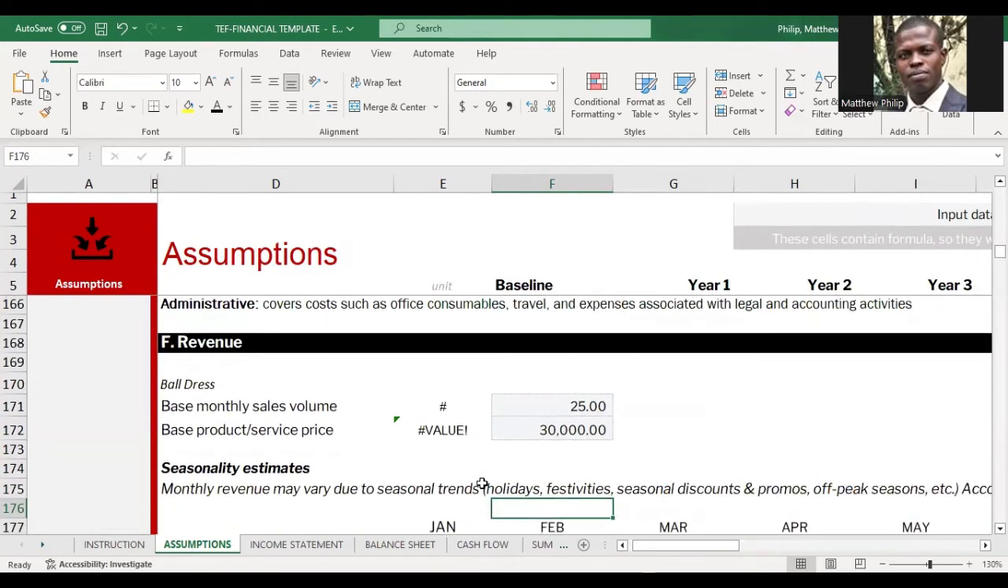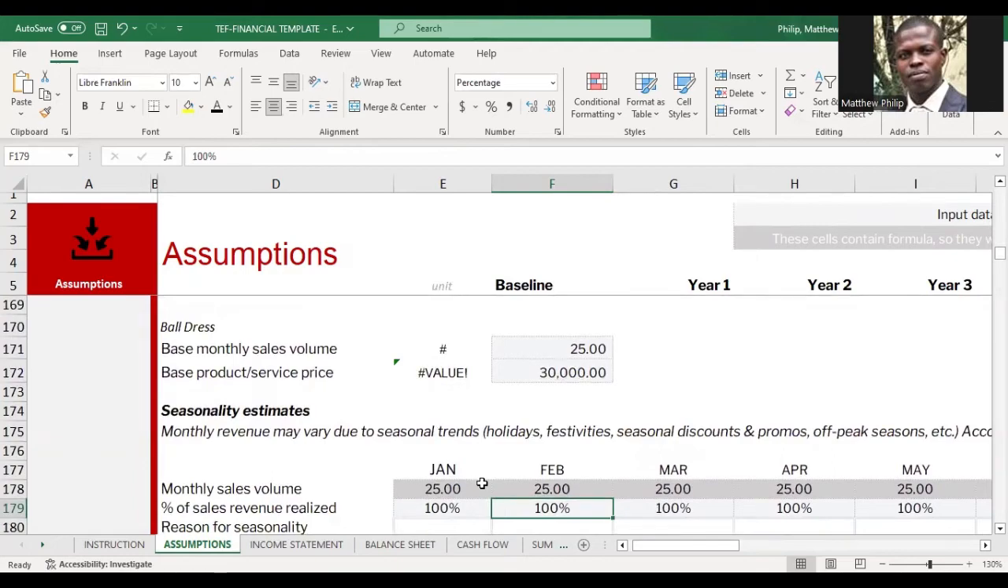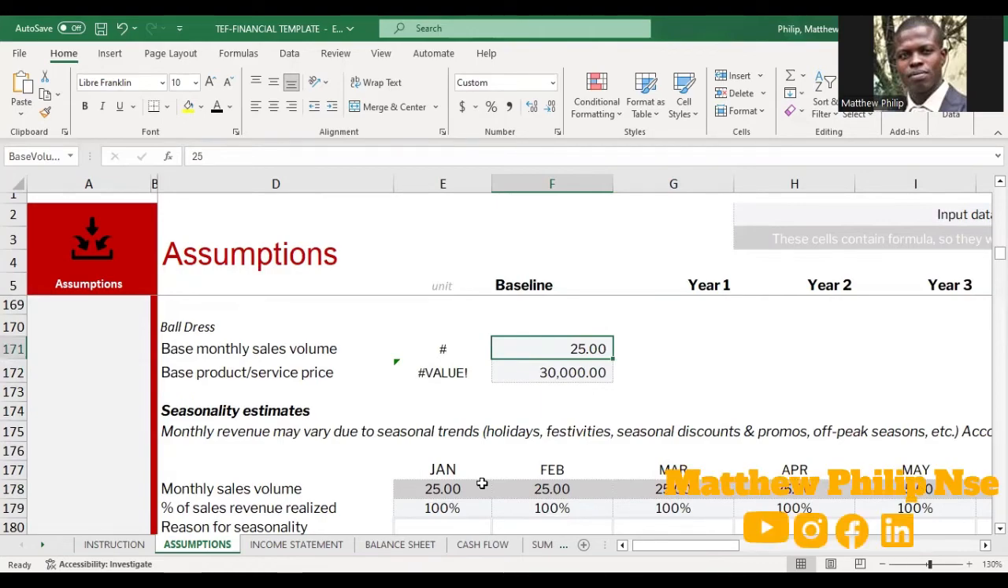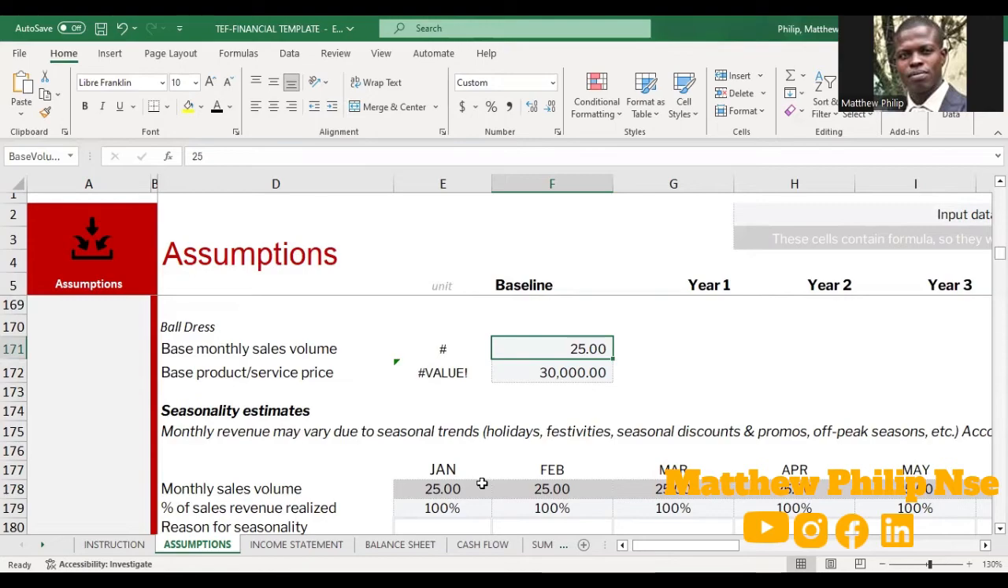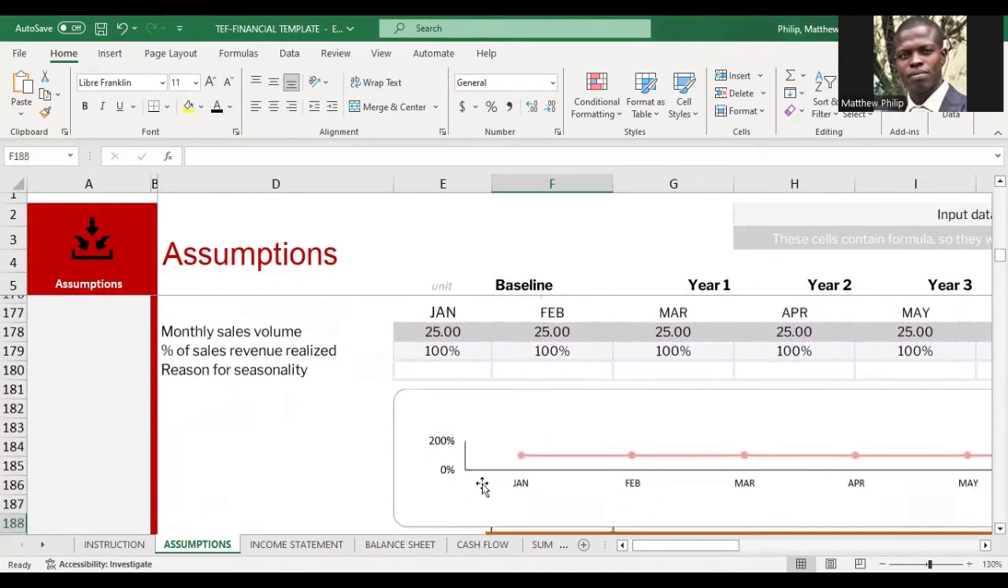Here is revenue. This is your sales forecast. You can see the relevance of this template to the MS Word business plan template. That's why you should fill here first. Now your sales forecast information is here. The first product is board dress, and this entrepreneur is forecasting to sell 25 board dresses per month at the rate of 30,000 naira. So you only fill the monthly sales volume and sales price. Leave the rest.